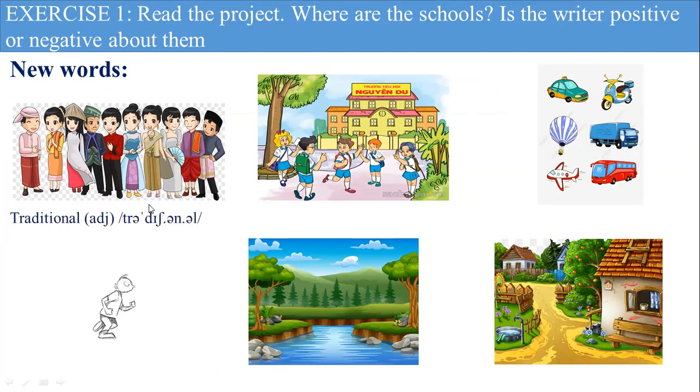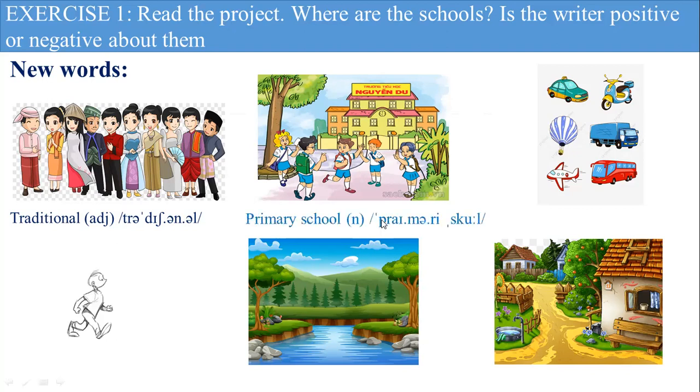You know traditional? Yes, thuộc về truyền thống. Traditional. Okay. Nguyễn Du is a primary school. Nguyễn Thái Bình, Võ Thị Sáu are primary schools too. So how can we say primary school in Vietnamese? Yes, trường tiểu học.